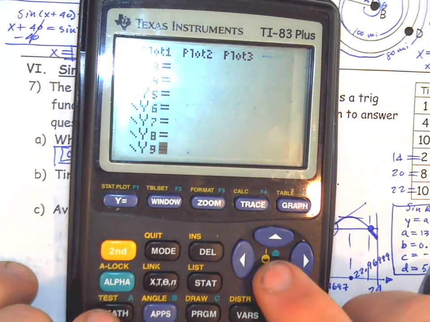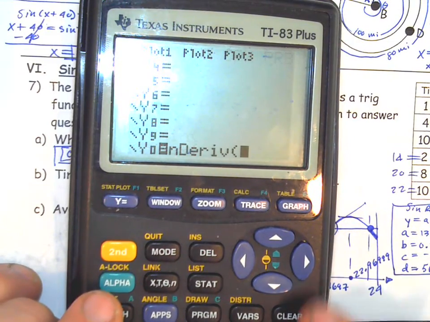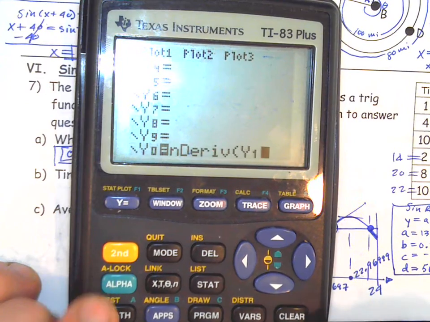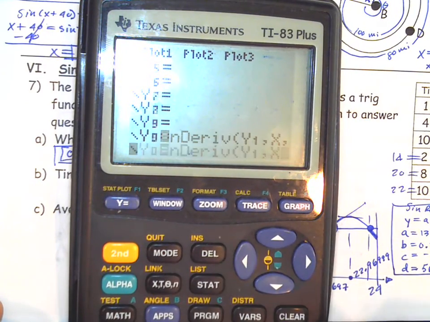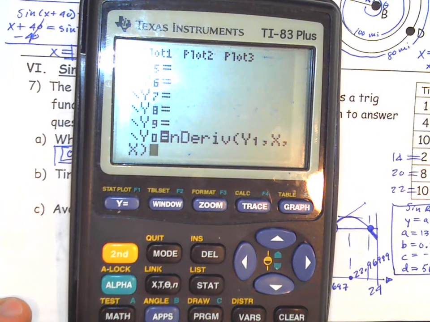Go down here. If you have it stored, then cool. Otherwise, math 8 in derive vars, y vars function y1, comma x, comma. Usually this is where we put a value of x that we want the derivative at, but we're going to trick it and do all the values of x in the screen. If you try to do this on the home screen, that would give you an error.